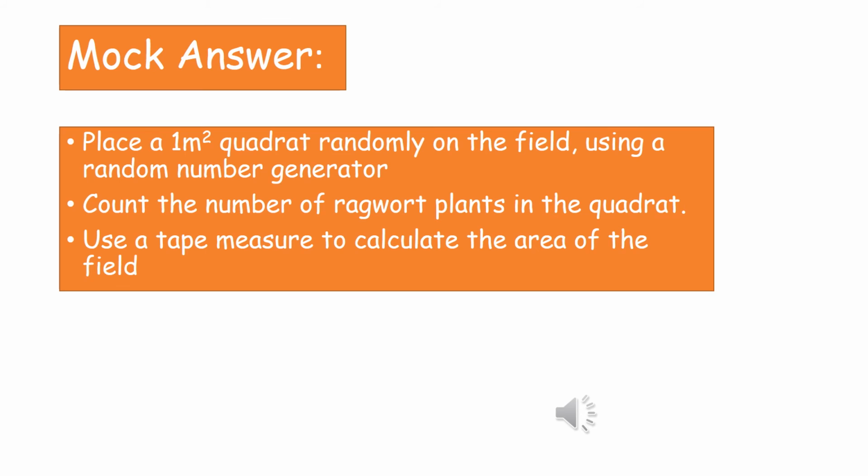I have written a mock answer, so my answer is as follows. So I would place a meter squared quadrat randomly on the field using a random number generator. I would then count the number of ragwort plants in the quadrat, and I would use a tape measure to calculate the area of the field.